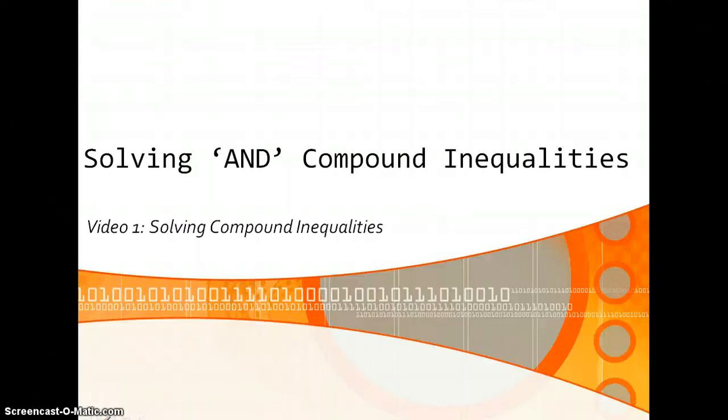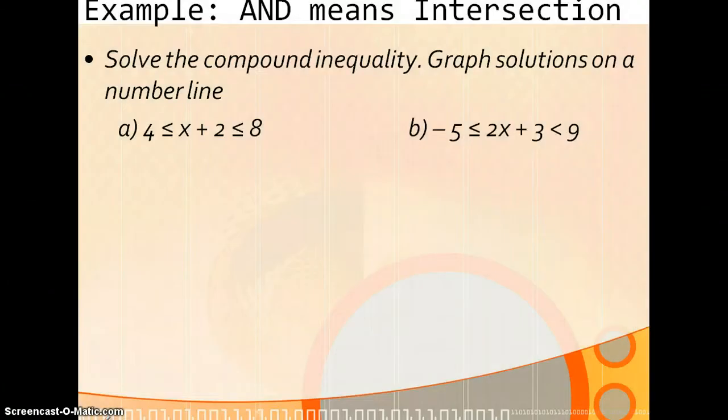Hello, this is Solving Compound Inequalities, Video 1 for the section on solving compound inequalities. The example says "and" means intersection, and when you see the graph on the number line, you'll understand what intersection is referencing. So it says, solve the compound inequality, graph solutions on a number line.